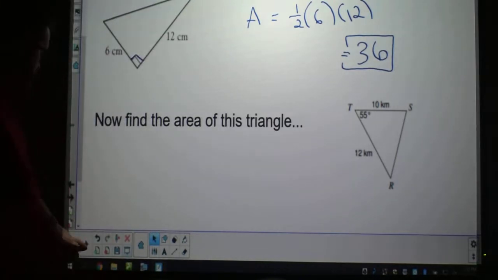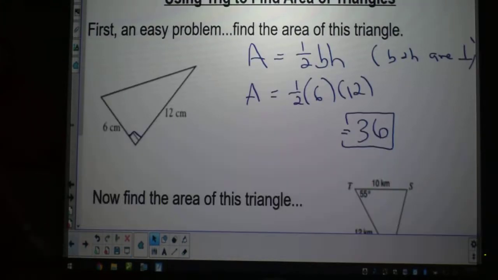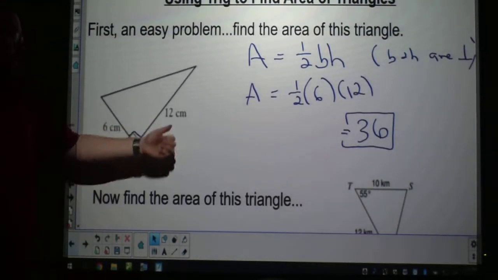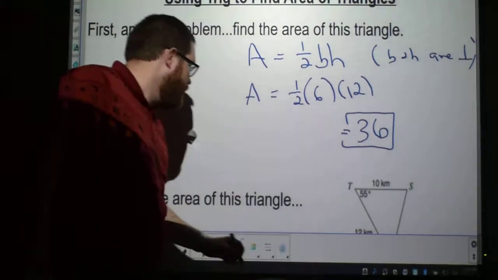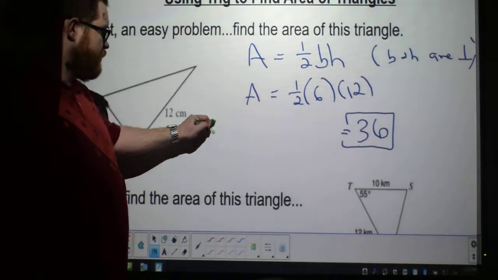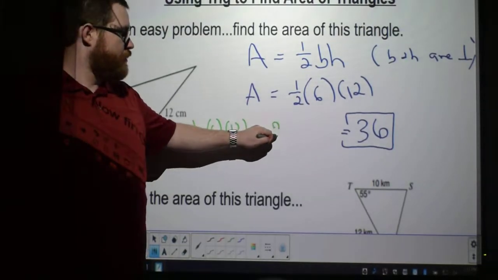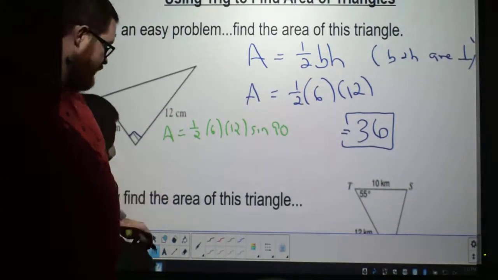So the first formula for the area of a triangle is this. If you know two sides and an angle between them, you can use 1/2 AB sine C, where A and B are two sides, and C is the angle in between them. Let's back up to this problem. Let's try to use that formula here. Area equals 1/2. The two sides are 6 and 12, and the angle in between them is a 90-degree angle.